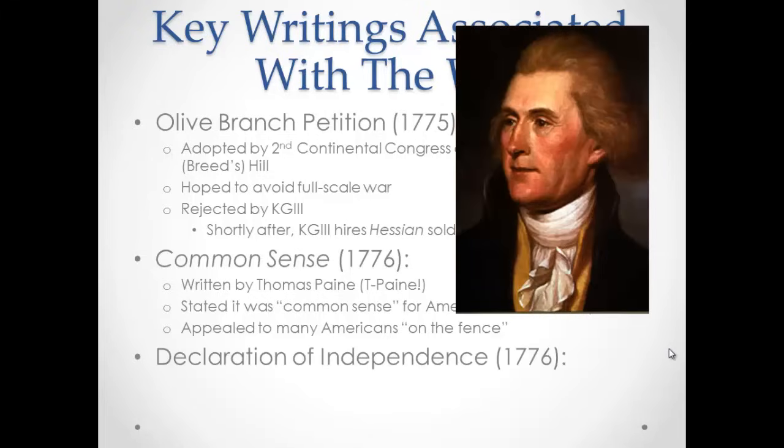Then, of course, we all know the Declaration of Independence, which this guy gets credit for writing, Thomas Jefferson, although certainly John Adams and Ben Franklin had a part in it as well. There are multiple parts of the Declaration, including the idea of what a government should be and a list of all the things that KG3 did wrong.